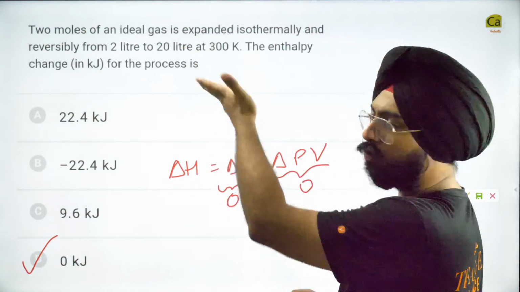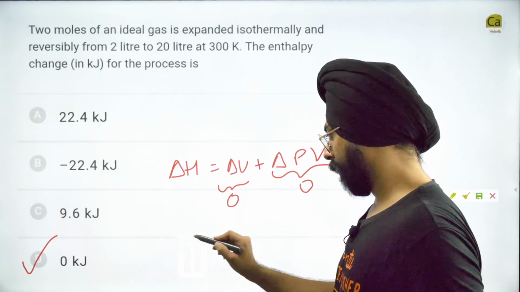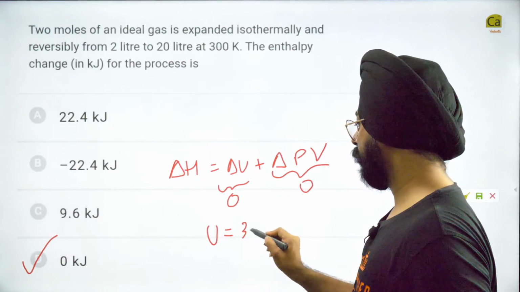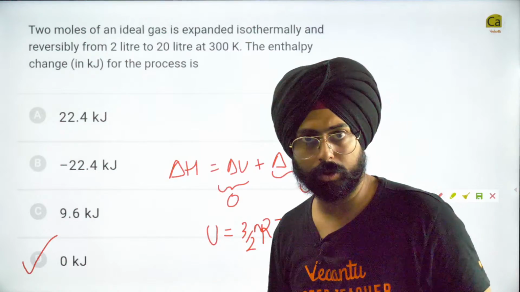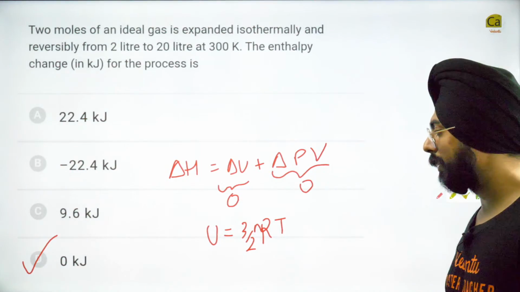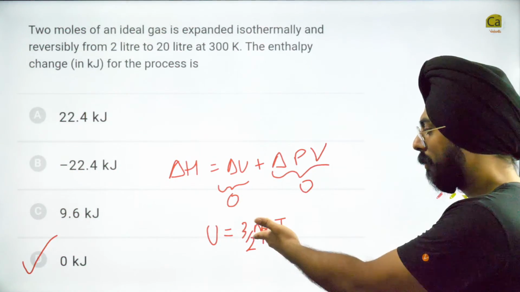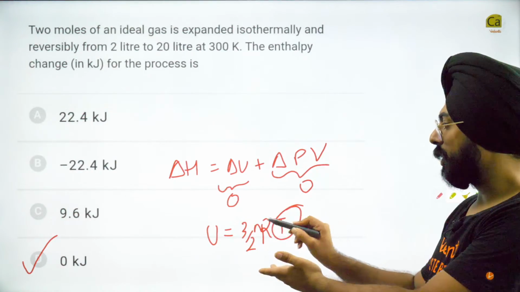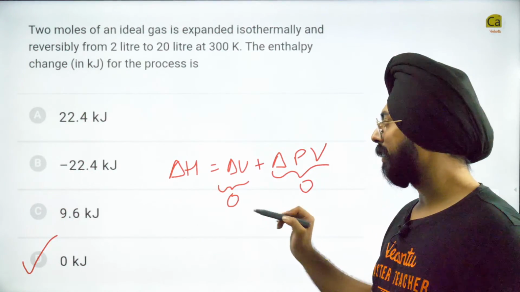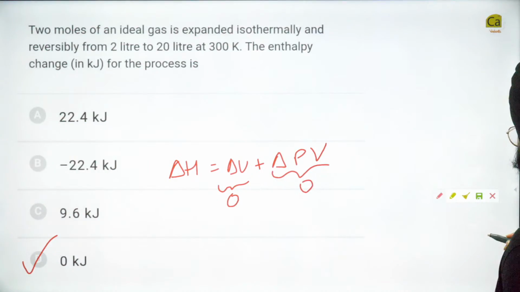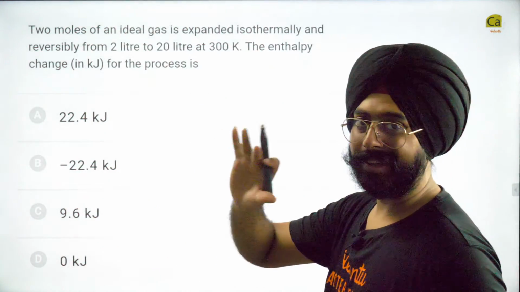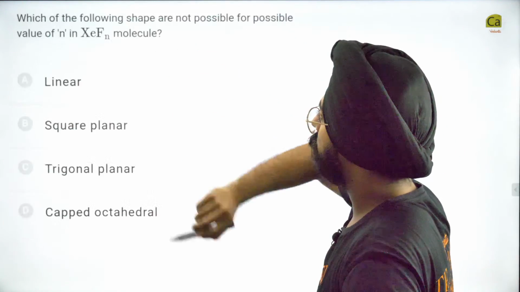Why? Because for an ideal gas, internal energy is equal to 3 by 2 nRT, if you want to talk about the total internal energy of the gas. If T is not changing, U is not changing. So my dear friends, enthalpy change is 0. Remember, in isothermal processes, enthalpy and internal energy don't change. They are state functions. Let's move on to the next question.